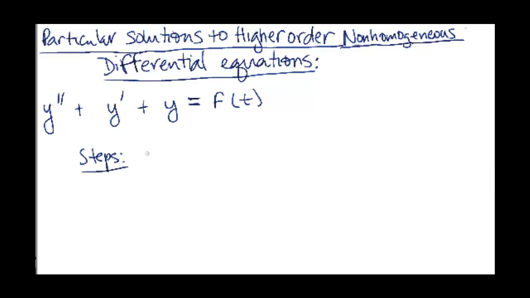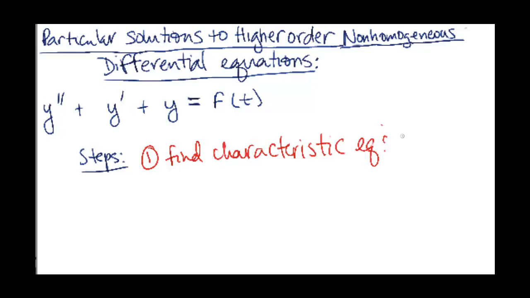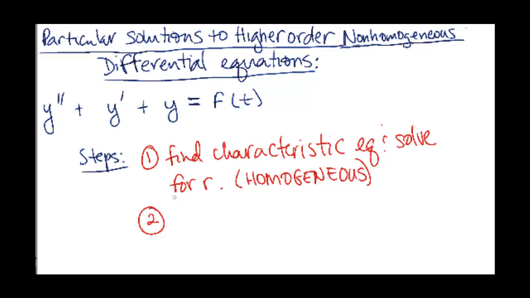Step 1 is to find the characteristic equation and solve for r. And this would be of the homogeneous equation, so as if it was equal to 0. And you should have already encountered many types of these problems. And then after you find that, you're going to check for repeated roots.